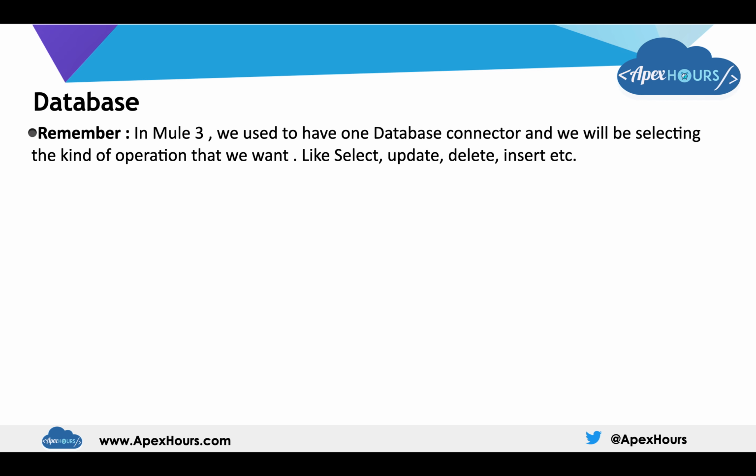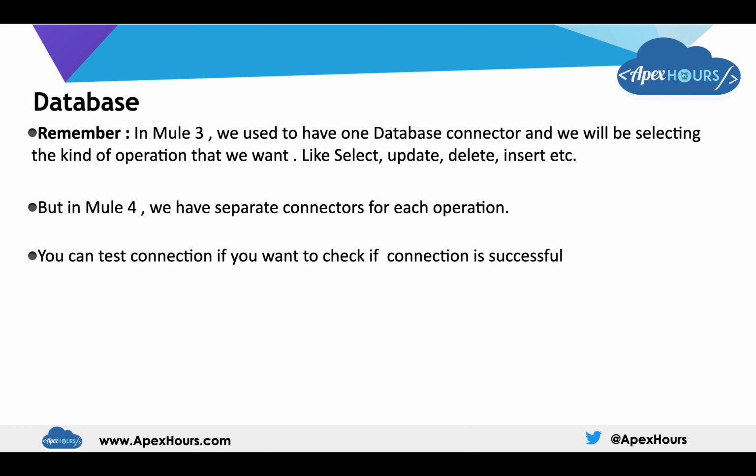in Mule 3 long back, we used to have one database connector, and when we drag and drop that connector, there used to be a drop-down list for us to select the operation, like select, update, delete and insert. But in Mule 4 we have separate connectors for each operation. That is the advantage in Mule 4. Not only database, in Salesforce and others also, each operation is a connector here in Mule 4. All right, as usual, you can test connection if you want to check if the connection is successful.